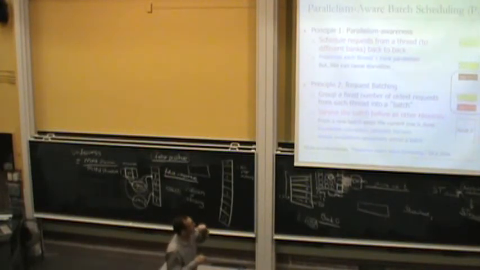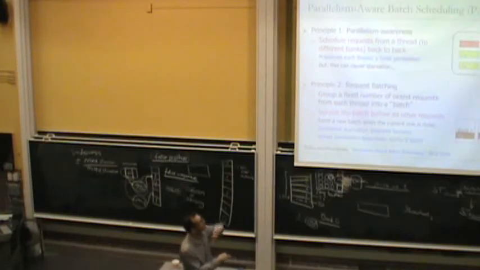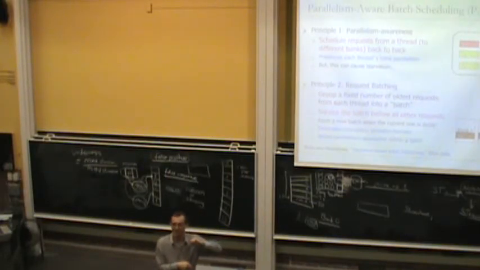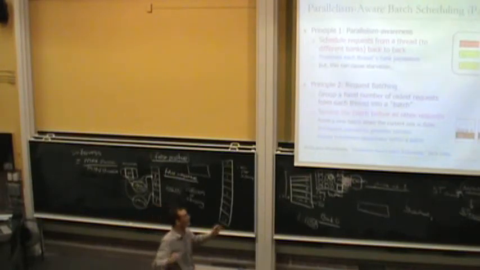Then, let's say the controller prioritizes T1's requests. Now T1's requests get serviced. T1 can make progress. Then the controller prioritizes T2's requests within the batch, but not those. Okay? Then the controller prioritizes T3's requests within the batch, and then moves on to form a new batch. That's the idea. You could again use this principle for many different controllers.